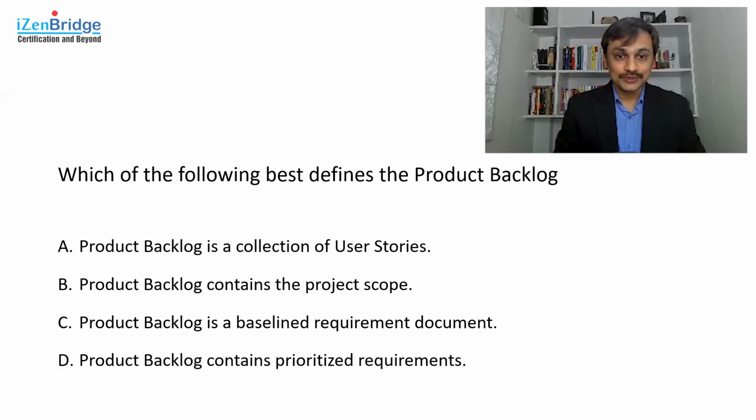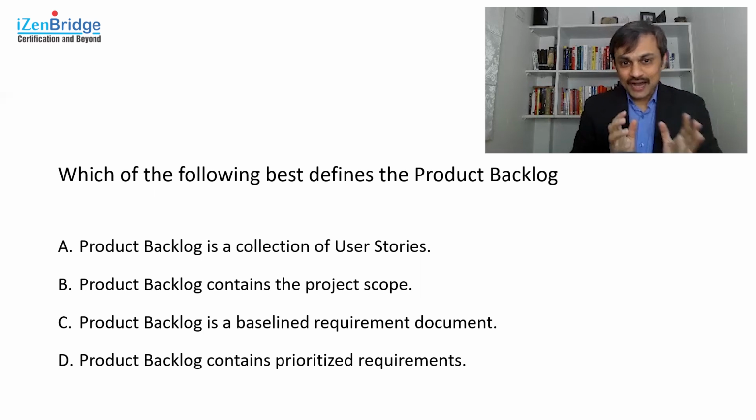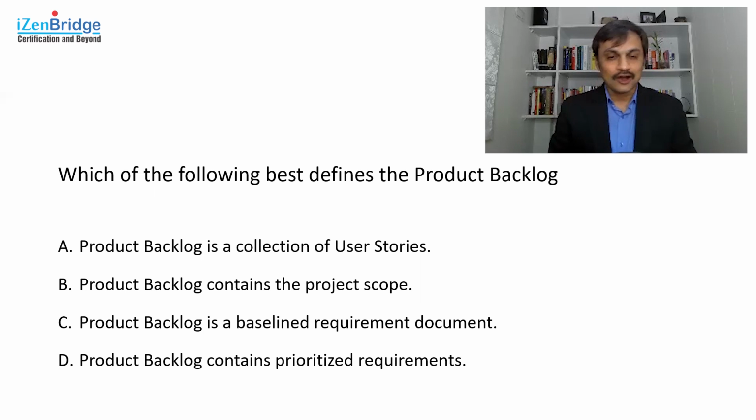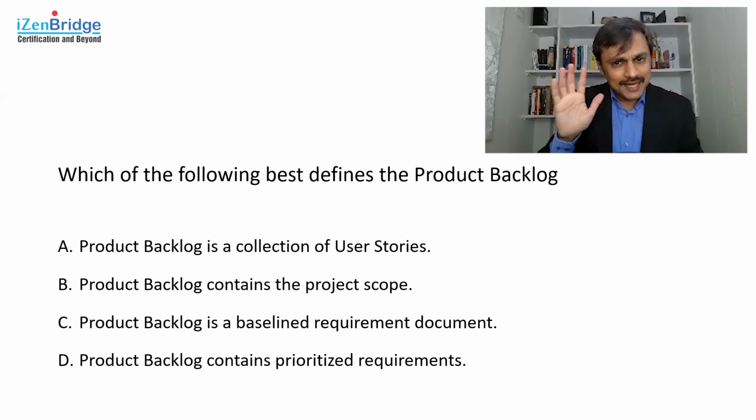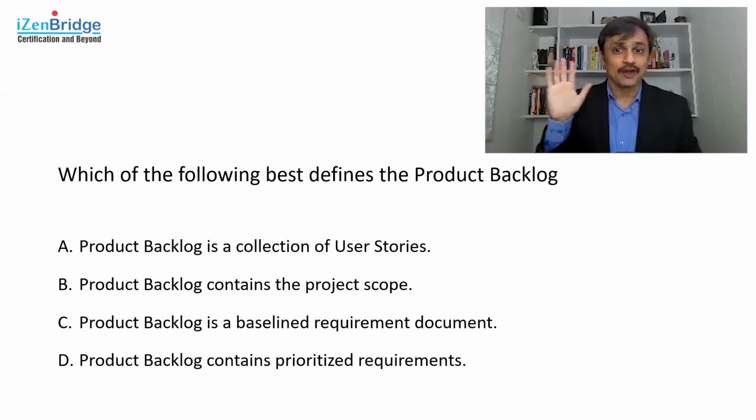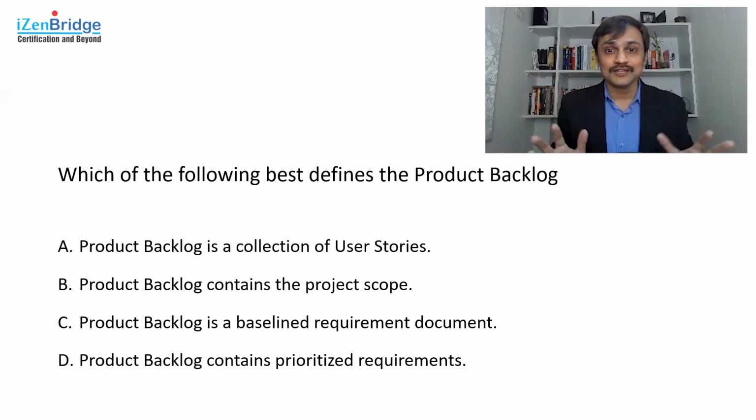You can pause the video, think about it, and pick your choice. Okay, so if I have to pick a choice, I will pick option D. Let me explain why. Now, product backlog is a collection of user stories. This option may look very attractive because you think, yes, in Agile there is something called product backlog, and user stories is a common keyword in Agile, and you may want to pick that.